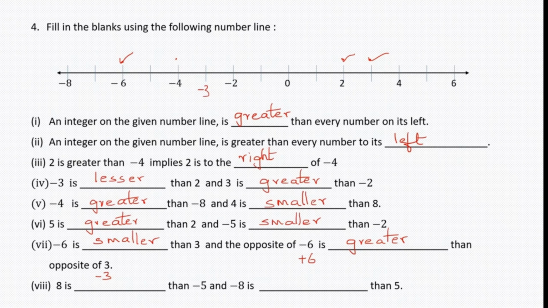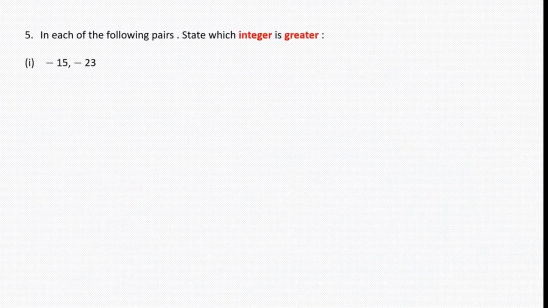8 is dash than -5. Okay, 8 is greater than minus 5. 8 is a positive number, minus 5 is a negative number. All positive numbers are greater than negative numbers. And minus 8 is dash than 5. Minus 8 is lesser than 5.